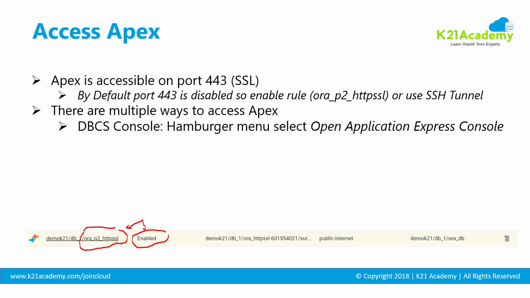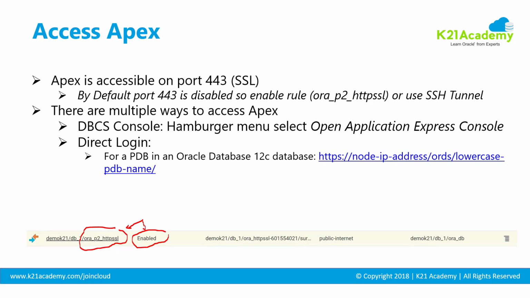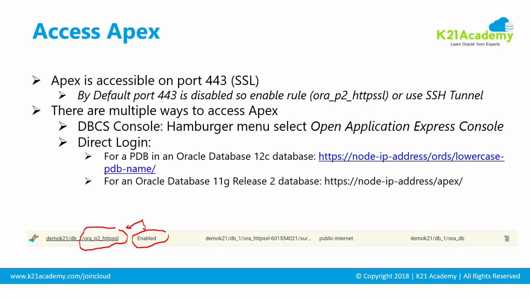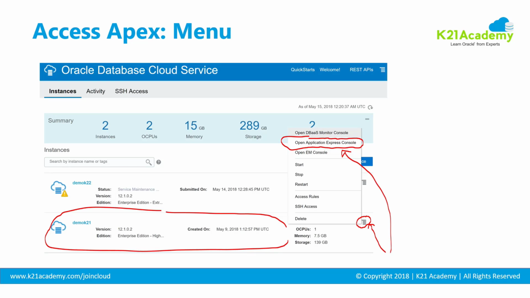How do you access it? Again, Apex is accessible via port number 443. Depending on if you're on 12c, you can directly go over HTTPS to the IP or public IP. And again, you either enable port 443 or you use SSH tunneling. Then for 12c, you go to /ords/ and then the PDB name in lowercase. If you're on an 11g database, then you go to the public IP and then /apex. So this is how you access Apex.